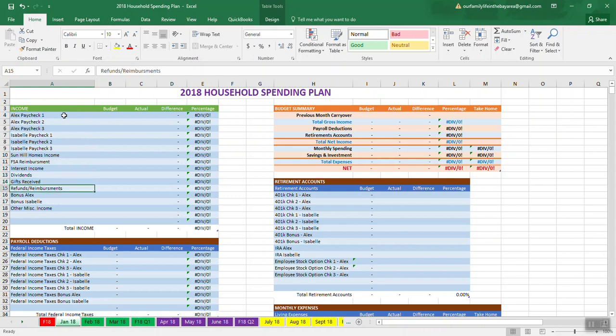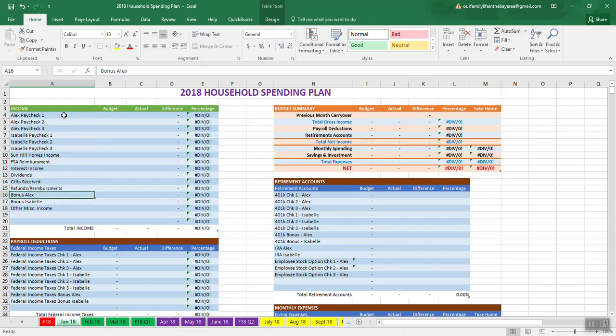Refund and reimbursement. This is where I put our tax refund if we get any, and also reimbursement. My sister-in-law and her husband are on our phone plan, and every 3 months, my husband does this big Excel spreadsheet, and he gives it to her and her husband, and they just reimburse us back. And this is what this line is for as well.